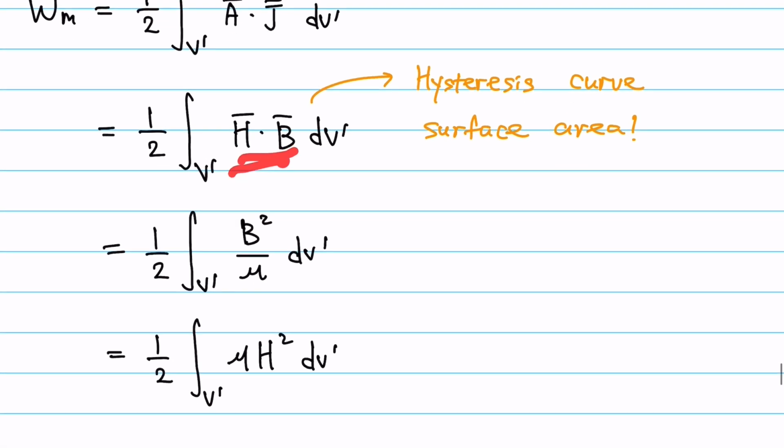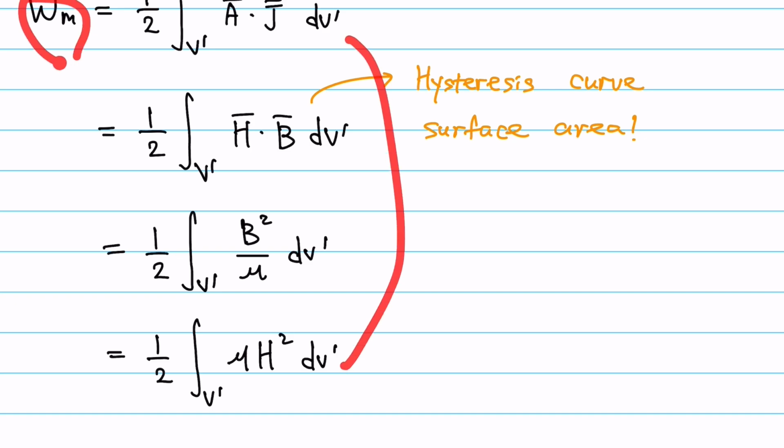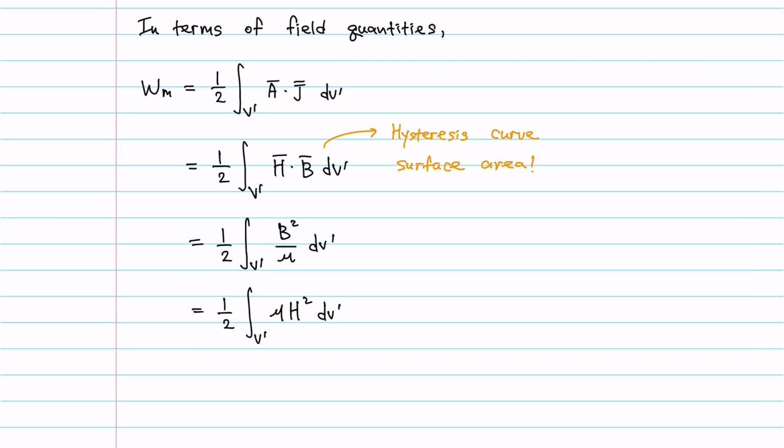Also, utilizing these definitions, instead of H, you can have B divided by mu. So that'll give you B squared over mu. And oppositely, if you use the fact that B is mu times H, you get mu H squared. All 4 of these equations will give you the amount of magnetic energy.